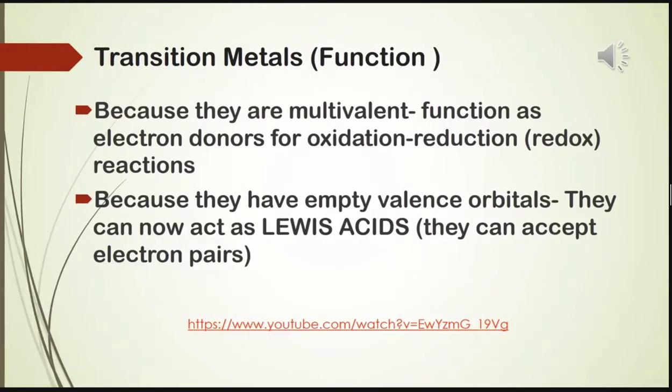Now, because transition metals are multivalent, in other words, they have more than one valency, they can function as electron donors for oxidation and reduction reactions. They can also act as a Lewis base, which means that they can actually accept electron pairs. For more on the concept of Lewis acids and bases, the student is directed to the link shown on the slide.